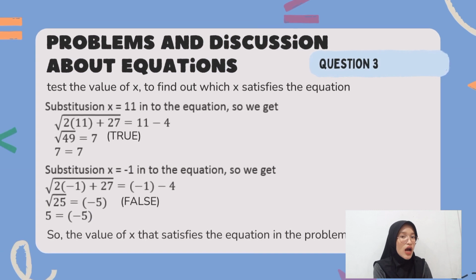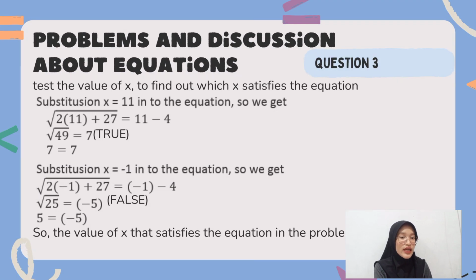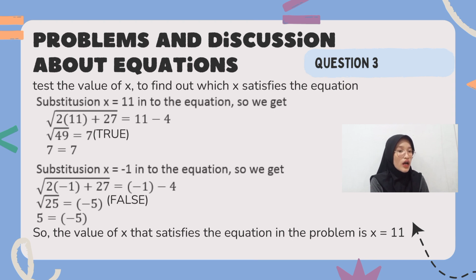So, first, substitute x equals 11 into the equation. So, we get square root of 2 times 11 plus 27 equals 11 minus 4. So, square root of 49 equals 7. So, 7 equals 7. Is it true?